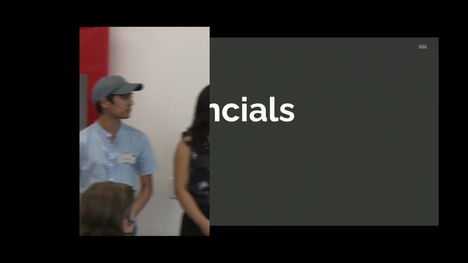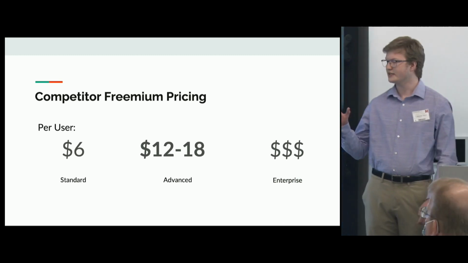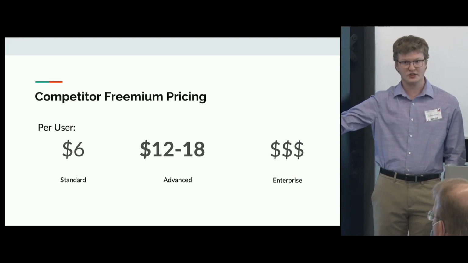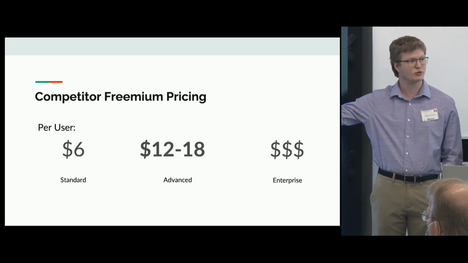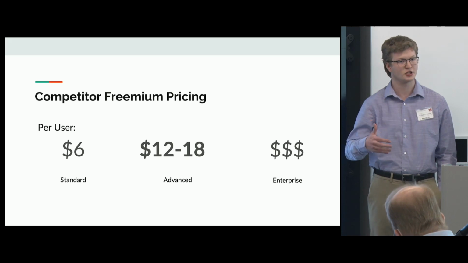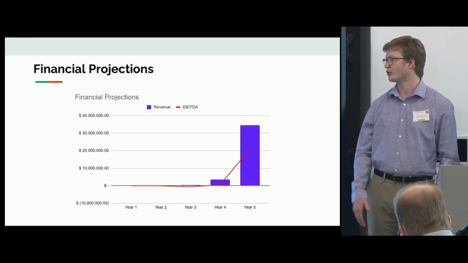And now we'll move on to some of our financials. Our competitors have a similar business plan and pricing plan. We'll focus on one premium version and also enterprise contracts. And our price will be about $12, which is similar to Slack, because we're competing on time reduction and not on the cost of the subscription.